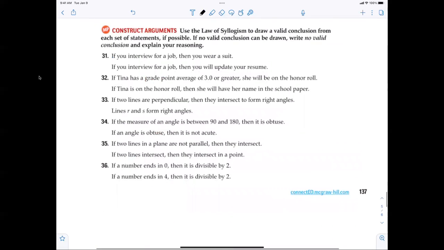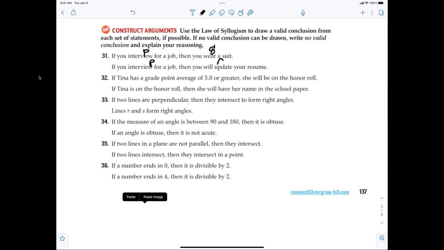All right, let's look at 31. If you interview for a job, then you wear a suit. If you interview for a job, then you will update your resume. Is that the law of syllogisms? If you interview for a job is P, you will wear a suit is what? Q. If you interview for a job is what? Then you will update your resume. That's nothing. Does everybody agree with me on this? All right. So no valid conclusion.